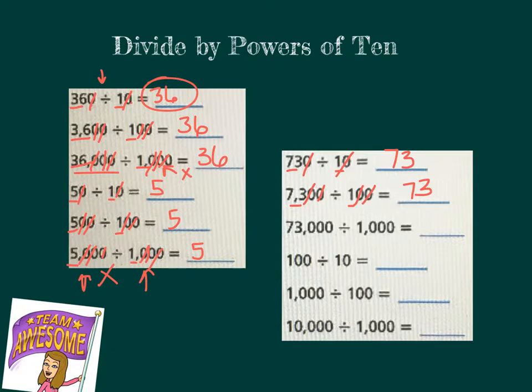So 73,000 divided by 1,000. Front numbers first. So 73 divided by 1 is 73. Let's see. Notice how I'm crossing out from one number first, and then its buddy. You have to stick to using one number and then its buddy to cancel. Now, here's where it gets interesting.